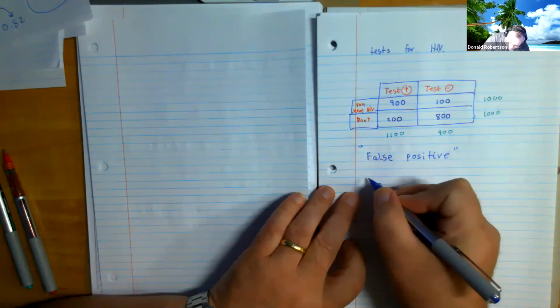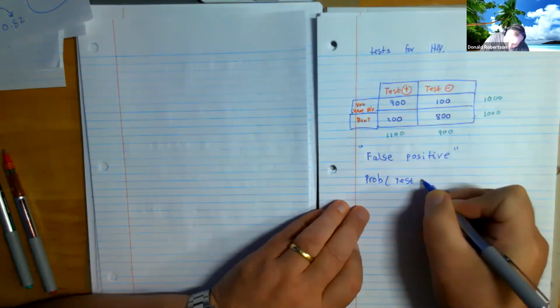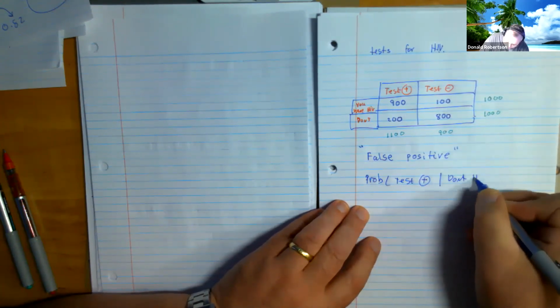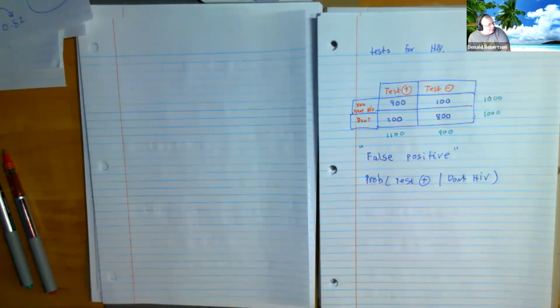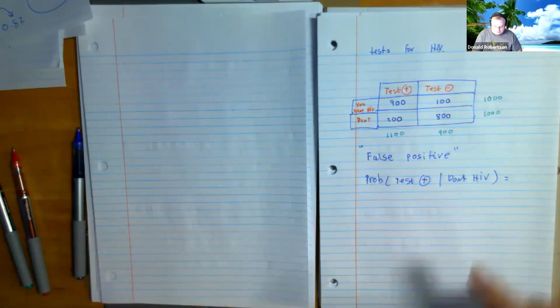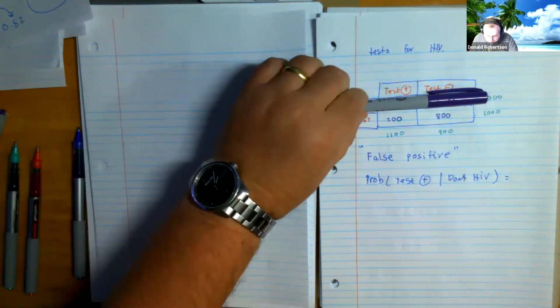Okay, so in this case, that would be the probability that you tested positive, right? Given you don't have HIV. That's how a false positive would work as a probability, right? What's the probability that you tested positive given that you don't have HIV? That's a false positive. So let's find out what that percentage is, which we can get from this table. Now, since I tell you you don't have HIV, do you see that the world now only exists as the bottom row?